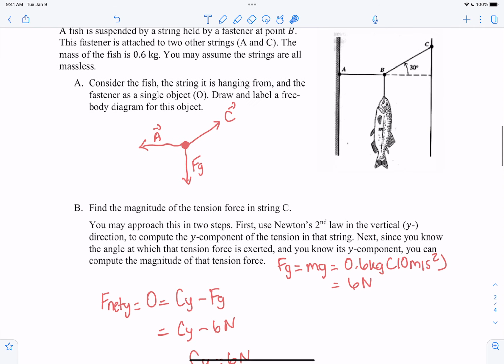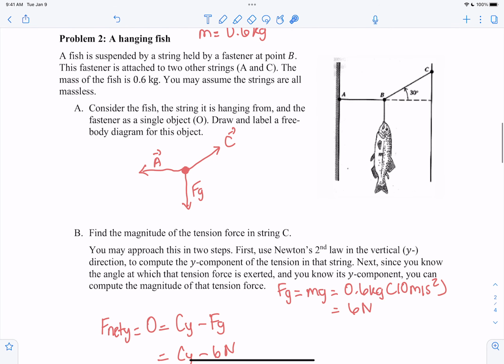CY is the same as FTY. It's just that you have two strings here. So you would say this is FTYC, and this would be FTXA or something, right? The reason we're not saying FT, force of tension, as usual, is because we have two strings here.